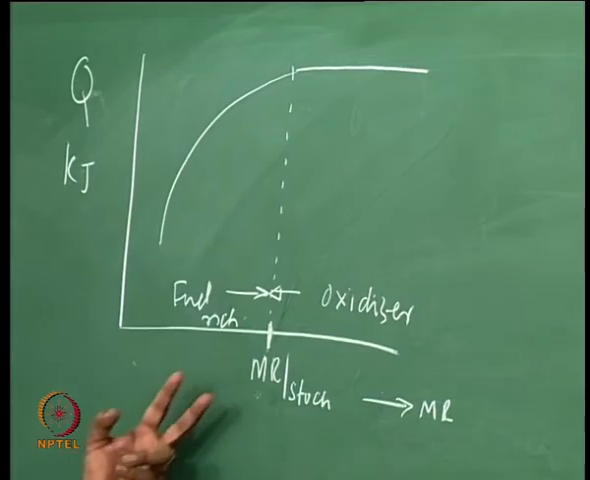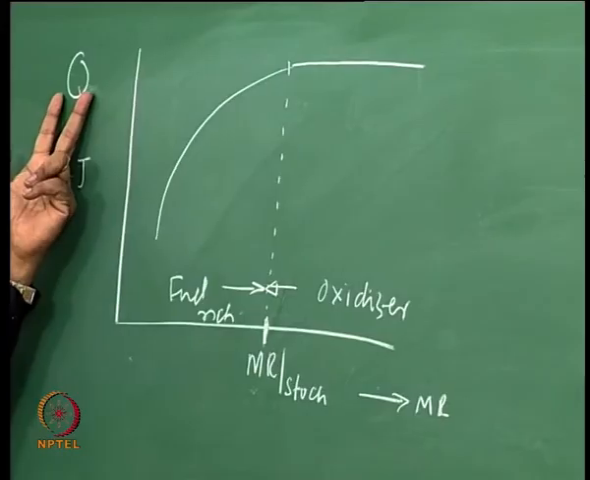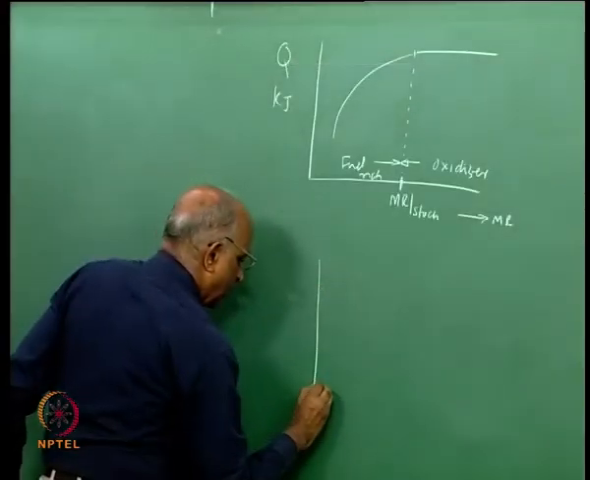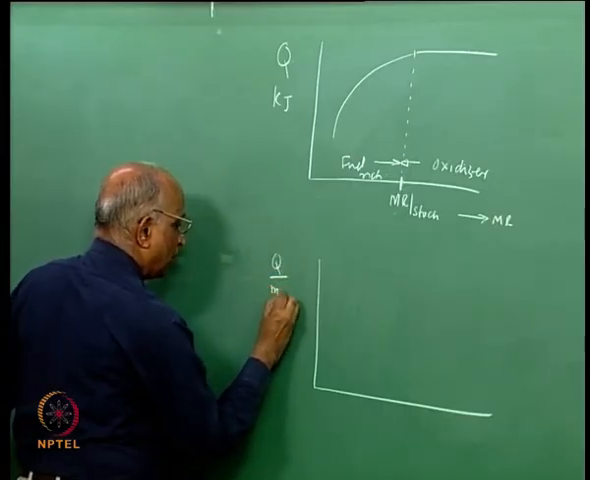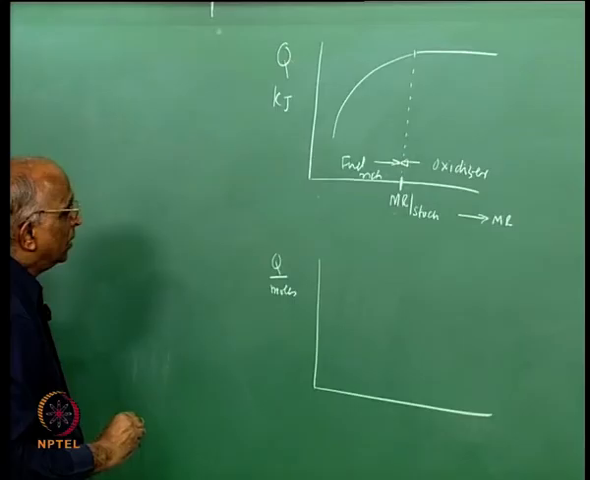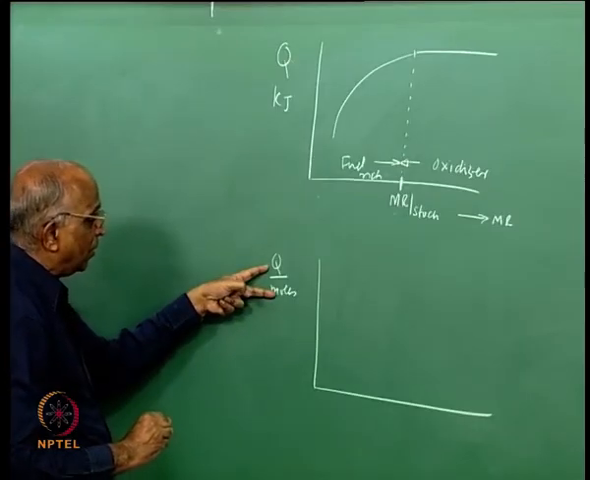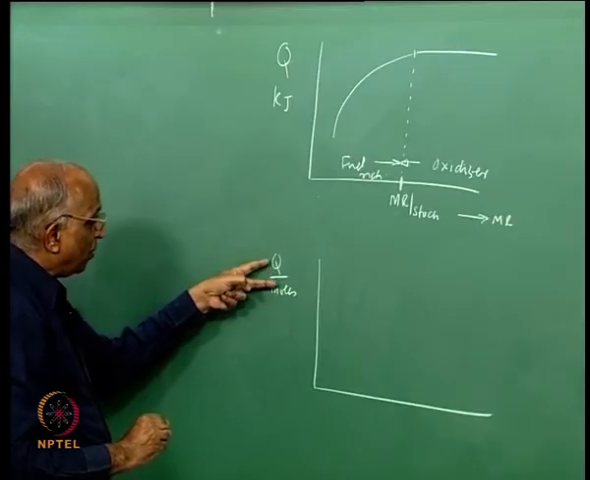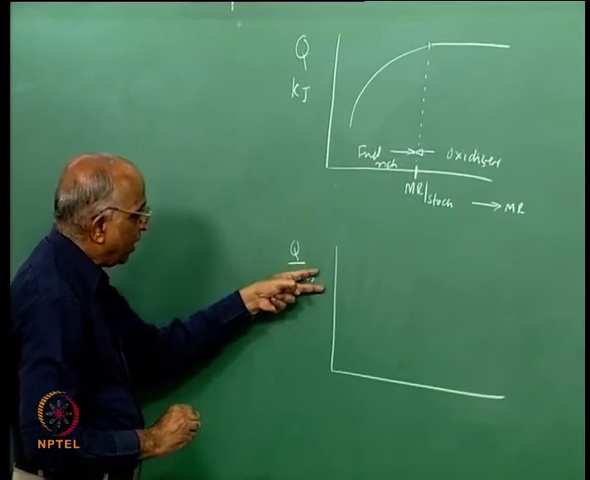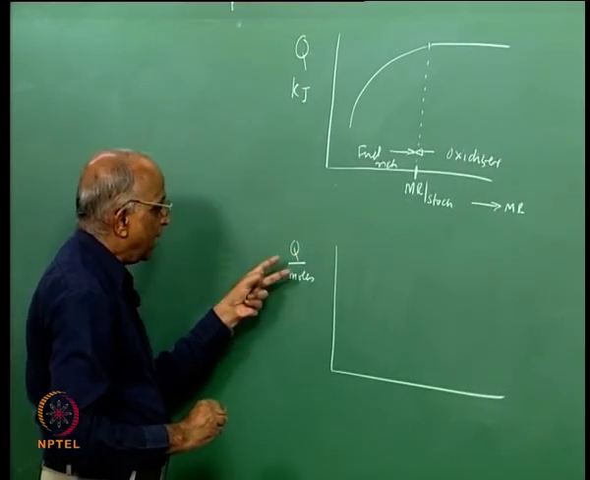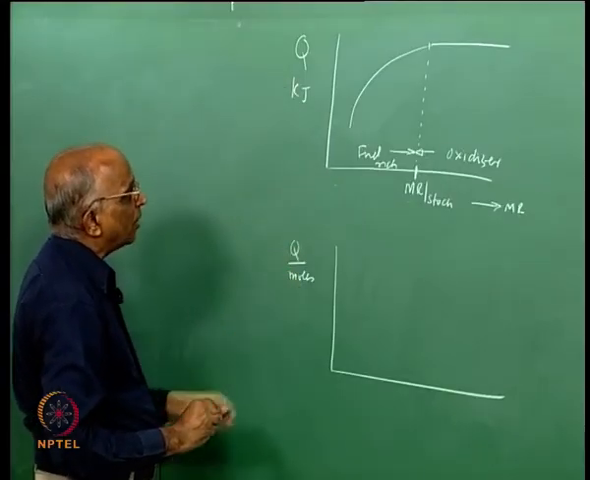But let us take a look at this figure again. Supposing I want to plot, instead of plotting Q on this axis, supposing I want to plot Q divided by the number of moles of products which are formed, then what is the type of behavior I get? See, ultimately I am interested in finding out the temperature. Therefore, I want to find out for per unit mass or per unit mole, if I can divide by specific heat, I get the temperature, and therefore, let us first find out what is the value of heat release per unit mole in the product.